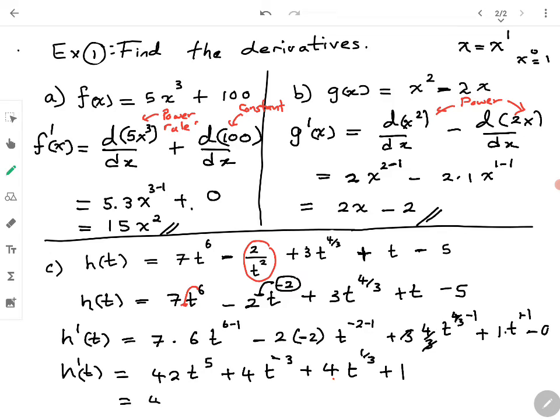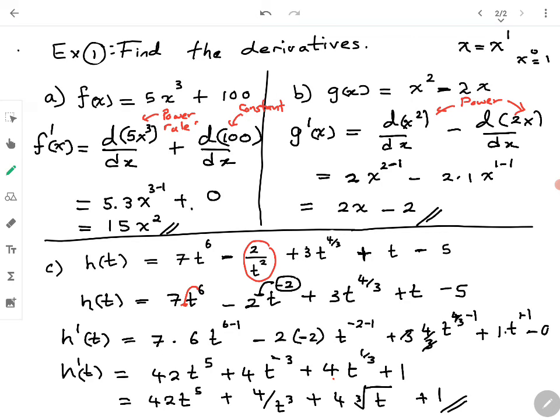And normally we don't keep negative powers in the final answer. So bring that term down and make it into a positive power. And these fractional powers, turn them into roots. So this is a cube root. So that plus 1.